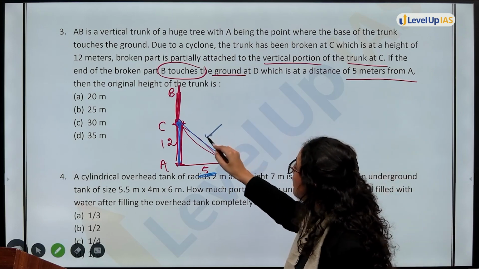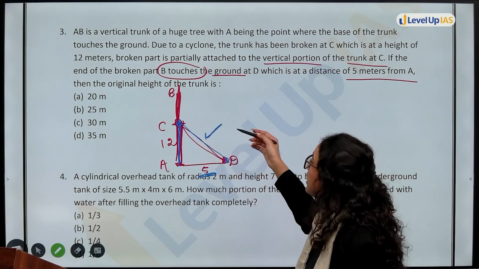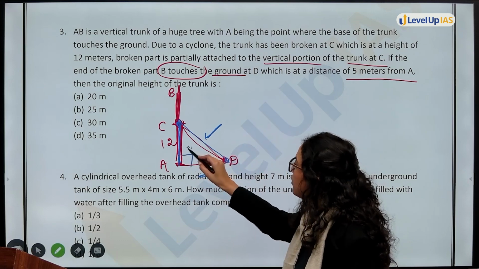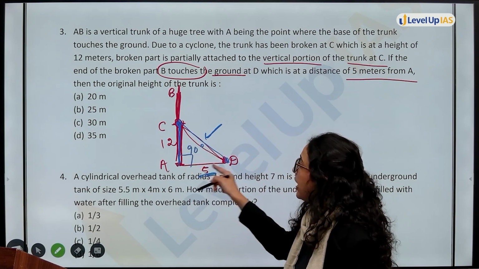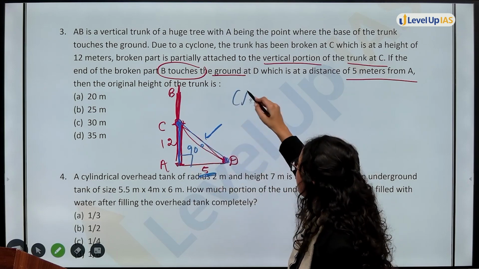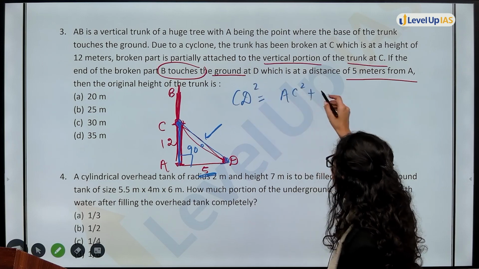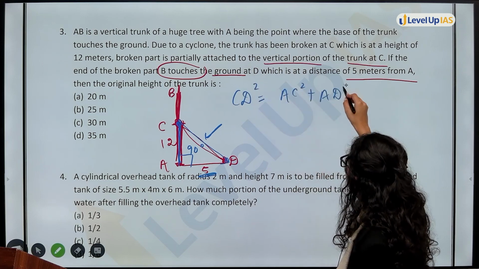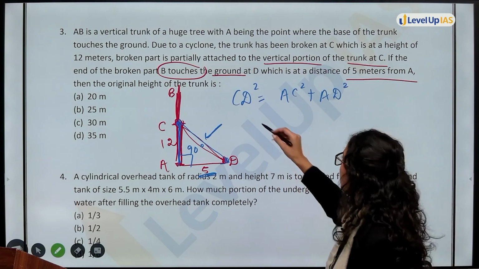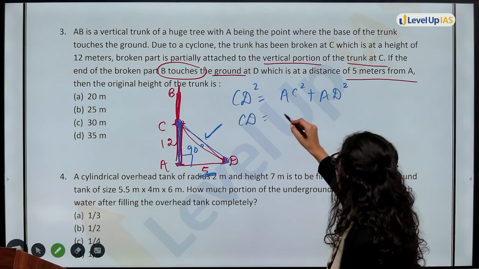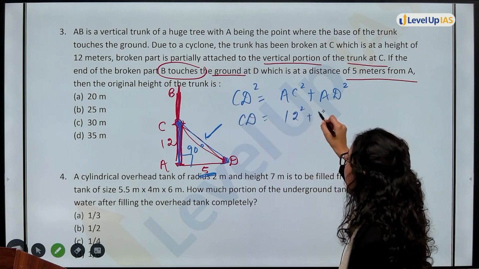सो फॉर दिस फर्स्टली वी हैव टू फाइंड CD. CD कैसे निकालते हैं? यू नो दिस इज व्हाट? 90 डिग्री. दिस इज अ राइट एंगल ट्राइंगल. CD स्क्वायर इज इक्वल टू AC स्क्वायर plus AD square. Pythagoras theorem. So CD square is what? 12 square plus 5 square.